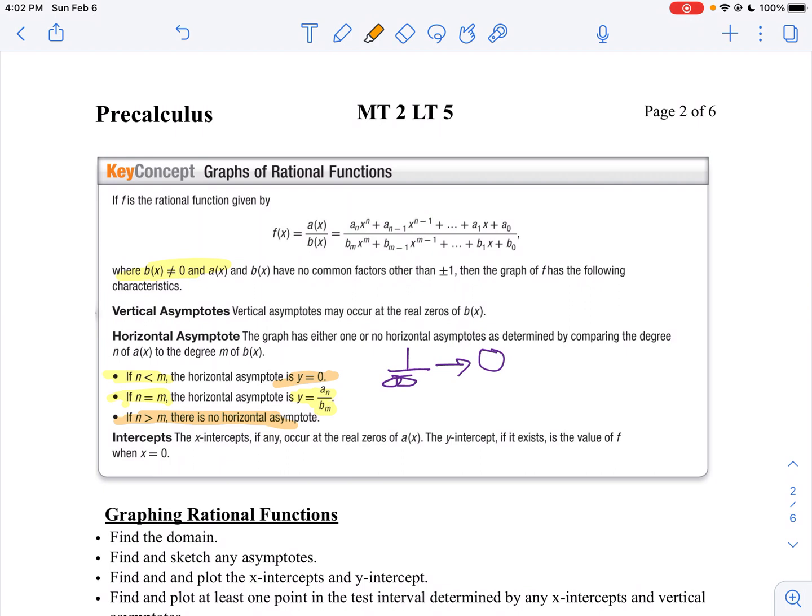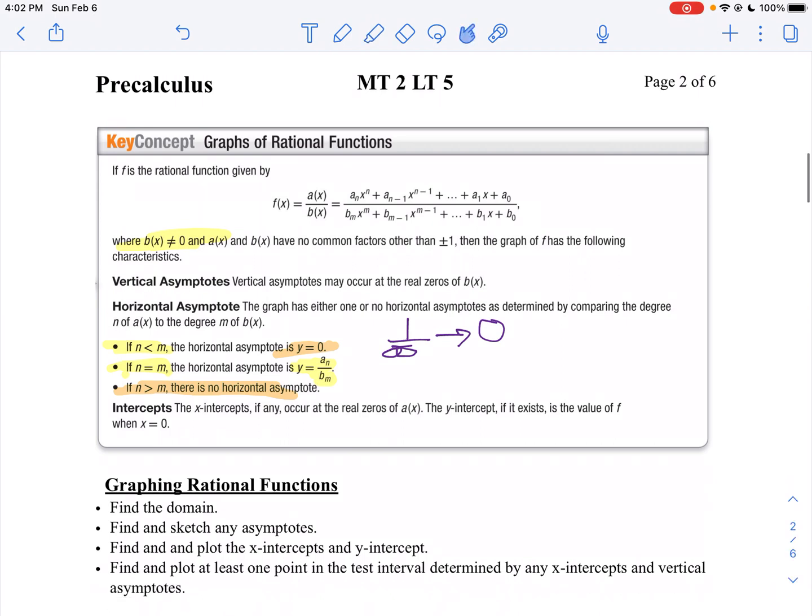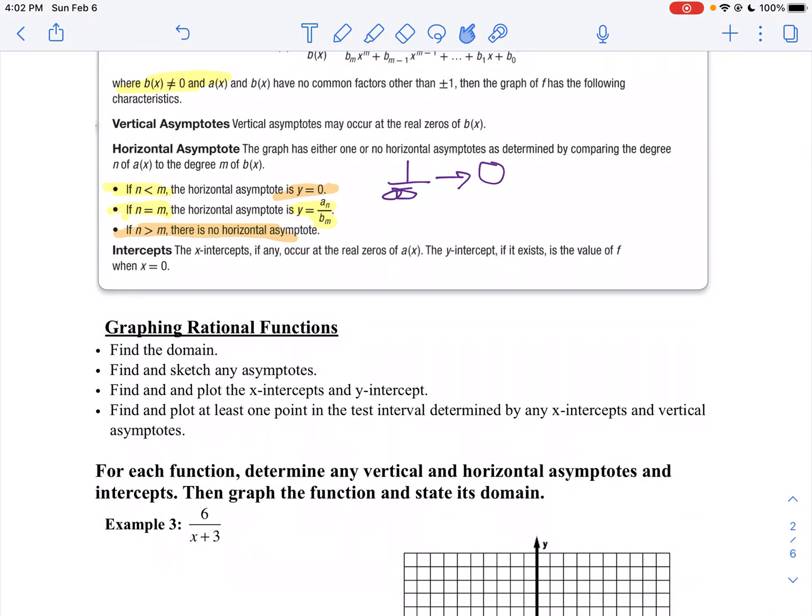So I'm going to chunk this learning down to a different set. To graph a rational function, here's what you're going to do. You're going to find the domain. In other words, that's going to be your vertical asymptote. You're going to find your horizontal asymptote. You're going to plot any x or y intercepts if they exist, and then plot at least one point in your test region to determine the behavior near the x-intercepts or vertical asymptote. I'll explain that in a second.